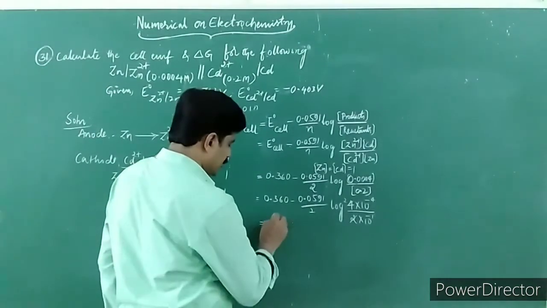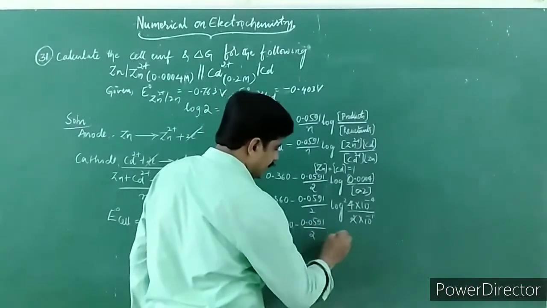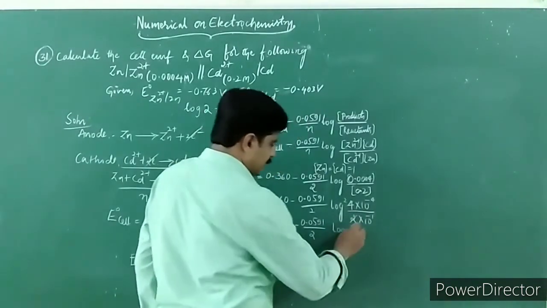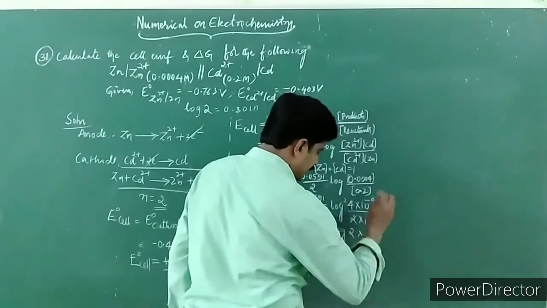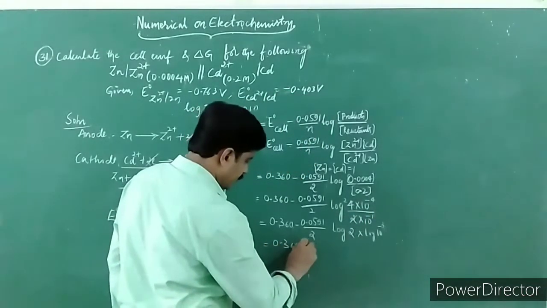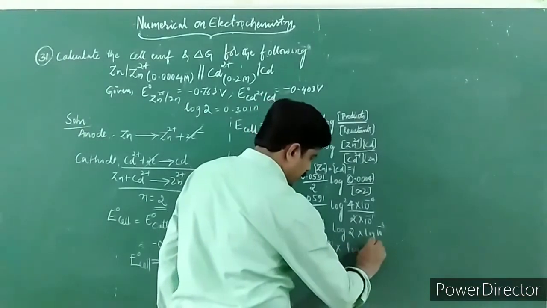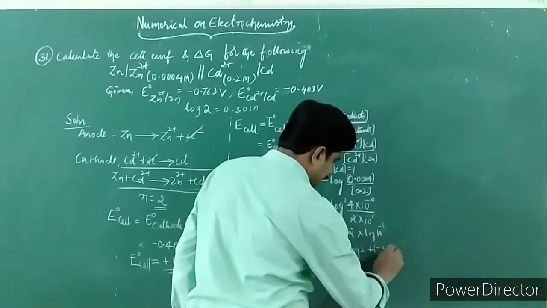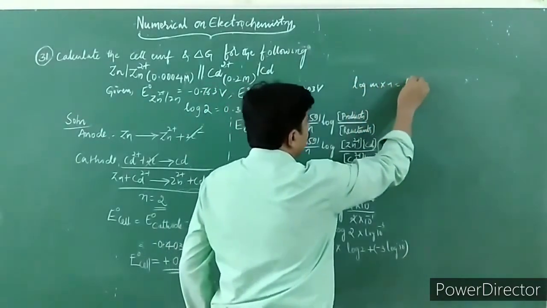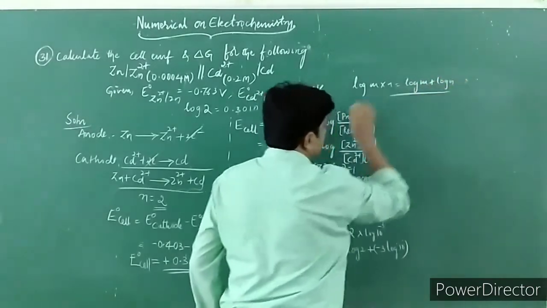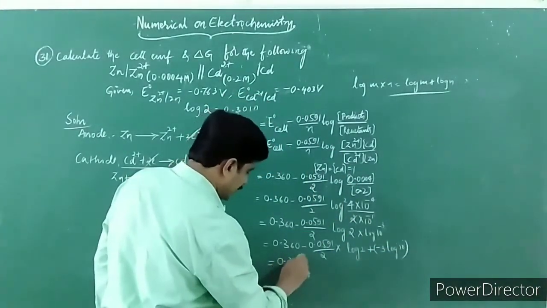Now look at here, 0.360 minus 0.0591 upon 2. Children, look at here, log 2 into log 10 to the power of minus 3. So how do I write this? Look at here, 0.360 minus 0.0591 upon 2 into log 2 plus minus 3 log 10. Why? Because log m into n is equal to log m plus log n. Hope you got it. Now log 10 is equal to how much? 1. Is it not?